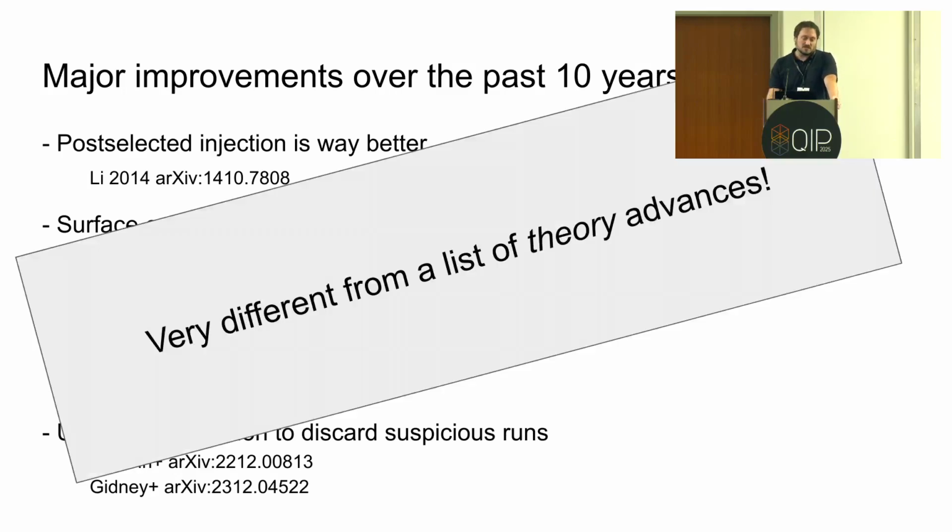I'll note, this is a very, very different list from what you would make for the theory advances in magic state distillation over the past 10 years, which are more about improving gamma or maybe better thresholds or things like that. Those things are very interesting in the asymptotic limit, but when it comes to practice, they're too far into the asymptotic limit to matter usually.